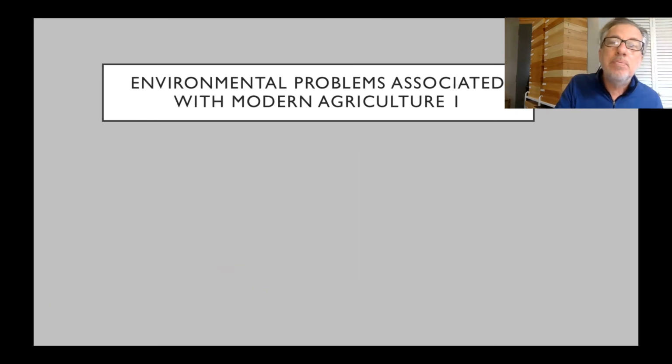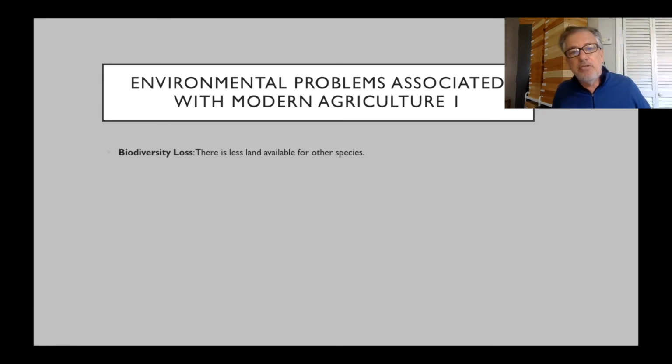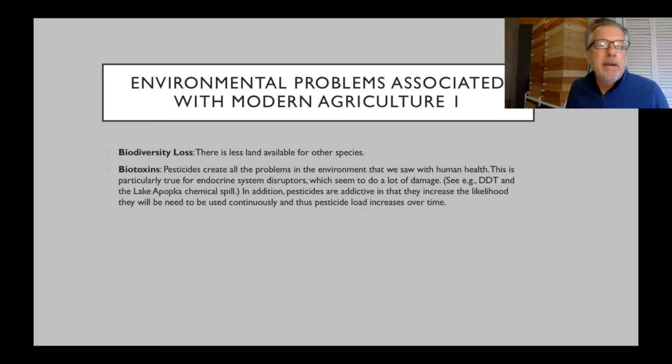So what are the environmental problems associated with modern agriculture? Well, you probably could figure out some of them. First, the biodiversity loss. If land is being used for agriculture, other species can't use it. In addition, there's the problem of biotoxins, which we studied in the environmental health unit. Pesticides cause all the same types of problems in the environment that we saw in human health. For example, endocrine disruptors disrupt the endocrine systems of animals. You could see, for example, the historical case of DDT and its effect on birds, or the Lake Apopka in Florida chemical spill that affected alligators, and there are just tons of examples of that.